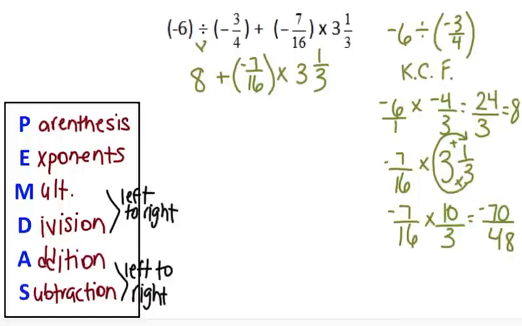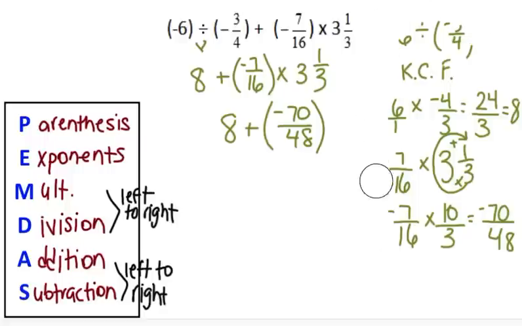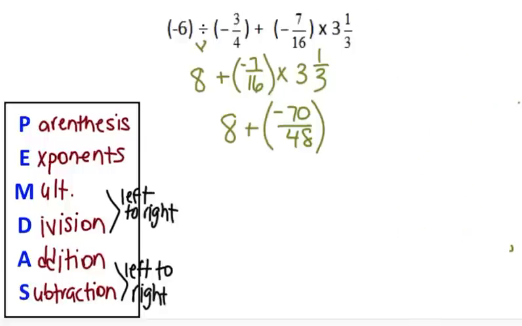I'm now going to bring down the 8 plus my answer from the multiplication problem, which was -70/48. And all I have left to do is add. Now I know when I am adding fractions, I need a common denominator. So I'm going to erase my scrap work. And I'm going to rewrite this on the side.